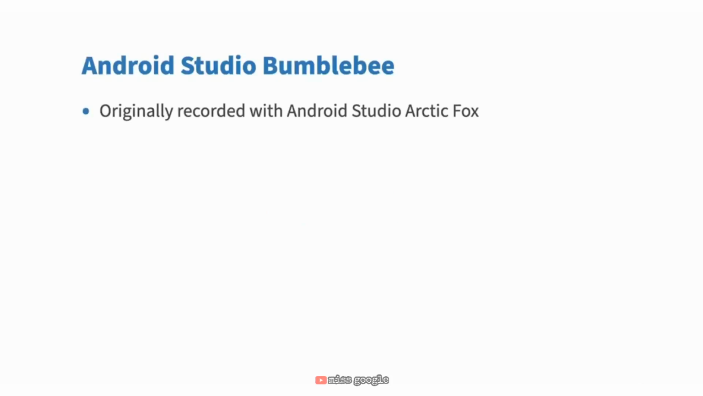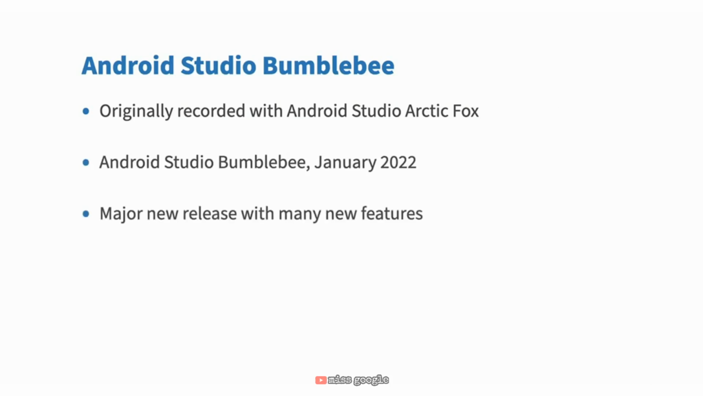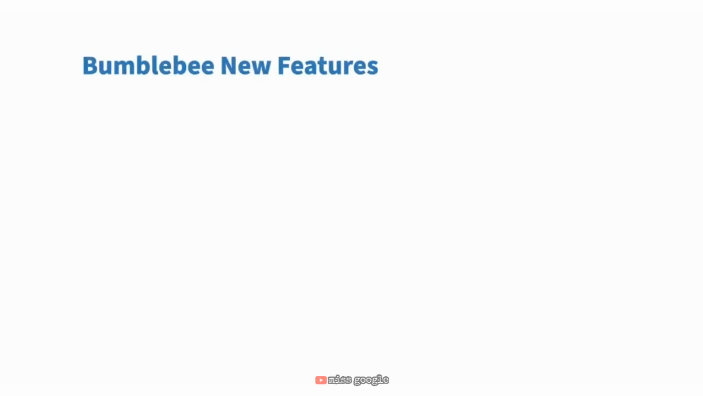This course was originally recorded with Android Studio Arctic Fox, the first version of Android Studio that used a name rather than a version number. But since then, a new major release has come out named Android Studio Bumblebee. It appeared in January of 2022, and it includes many new features and a lot of improvements. I'll cover some of these features in some depth in the updated videos in this course.